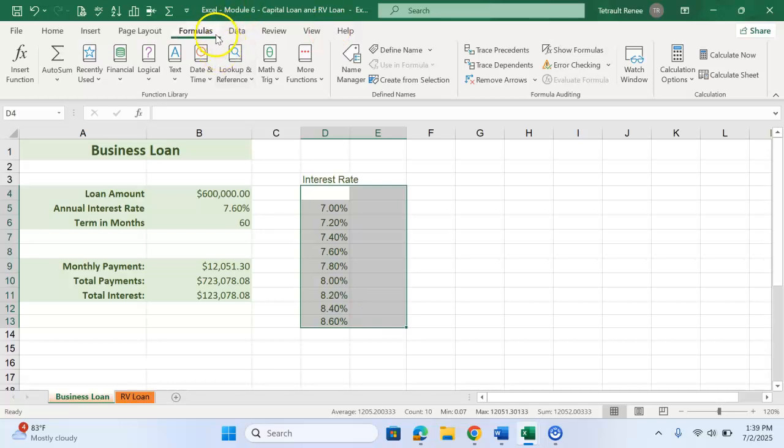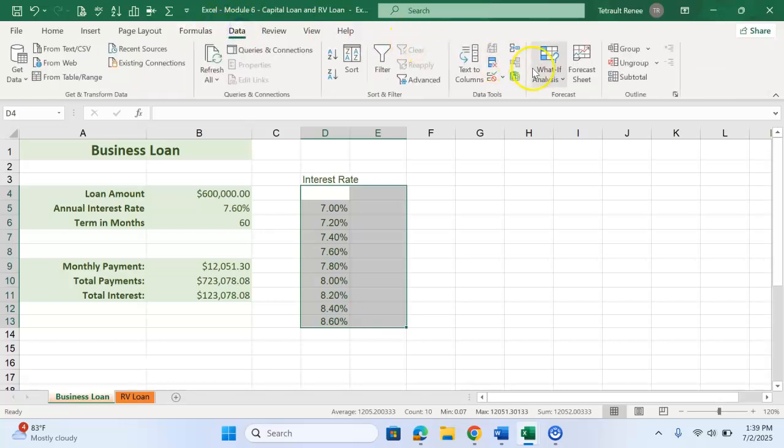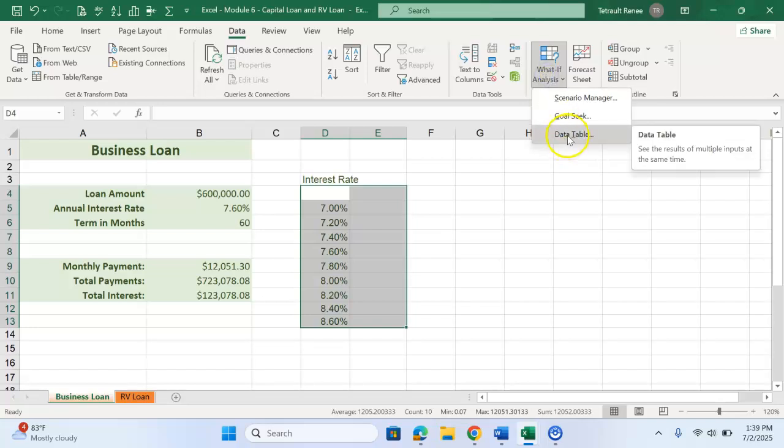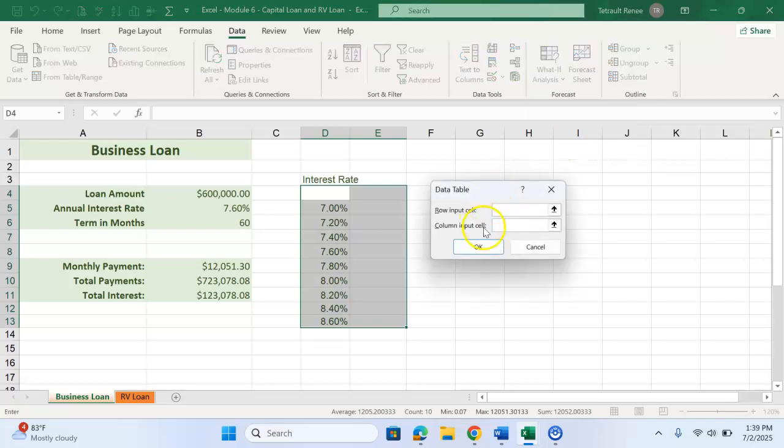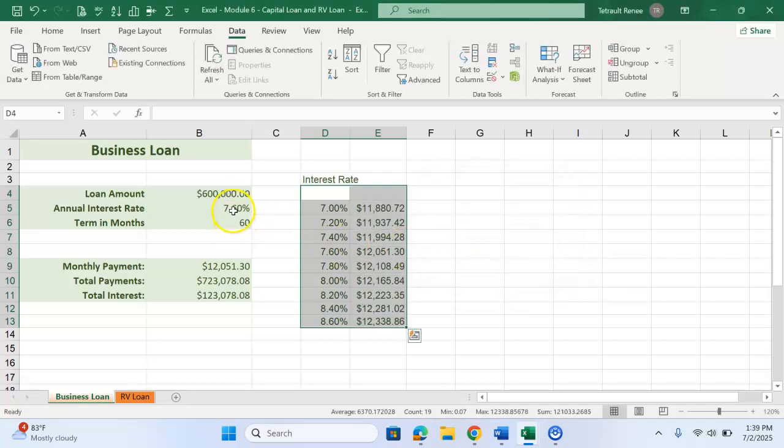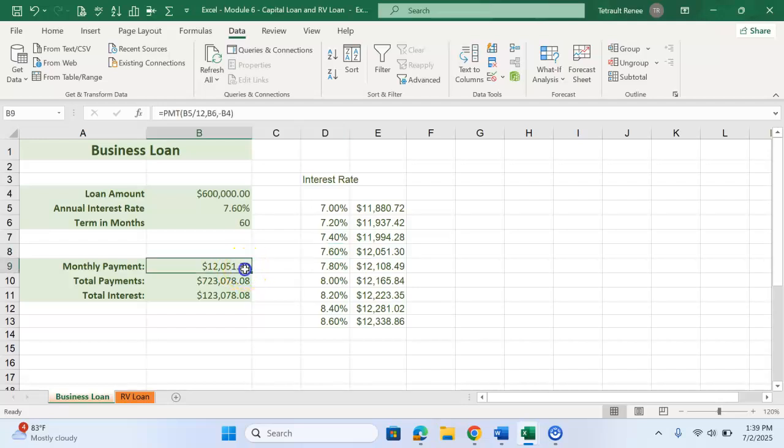And then this is a what if analysis, so choose data, what if analysis, but this one's data table. There are 2 inputs, but we're only going to worry about the interest rate. So click in column input cell and then select B5, that's the interest rate, and then click OK. And if you were to check the 7.60, it should be what this payment is right here. And it is. Again, the monthly payments would be lower if it was a lower interest rate, and higher with a higher interest rate. So that's to see a varying interest rate.